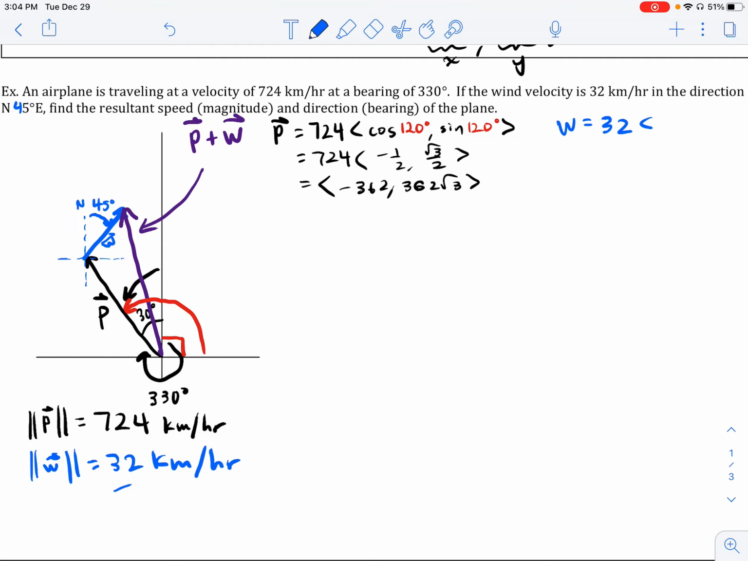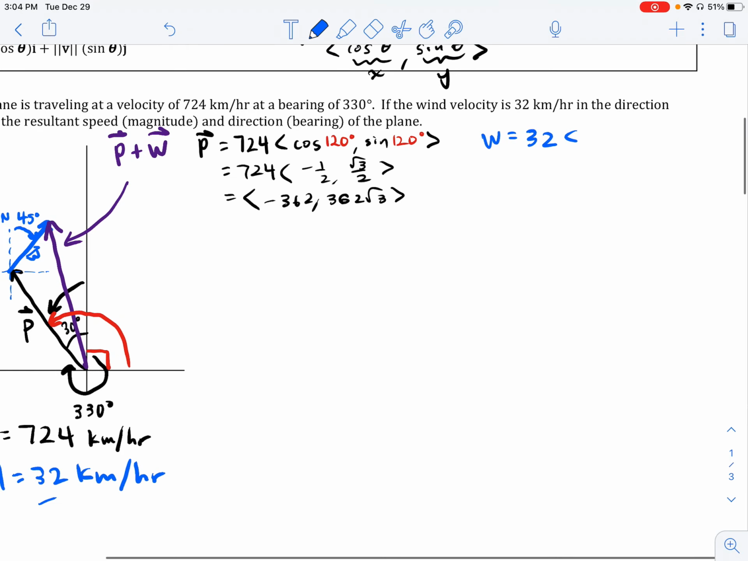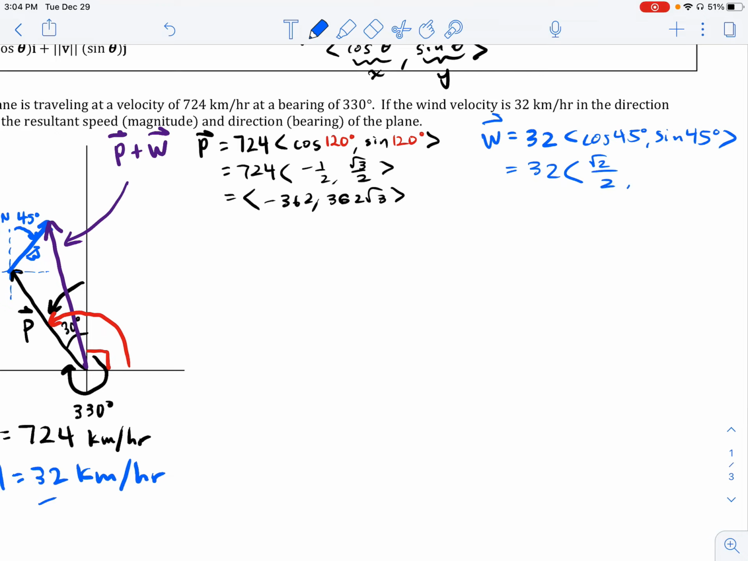So we're going to say that the angle for the wind vector is cosine of 45, sine of 45 degrees. Okay, so this wind vector here is 32 times root 2 over 2, root 2 over 2, which is equal to 16 root 2, 16 root 2.